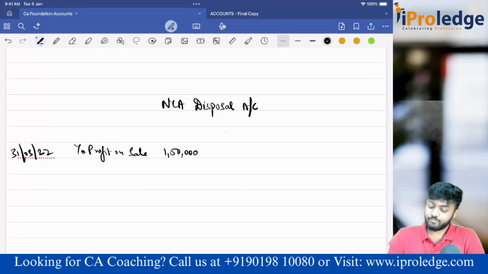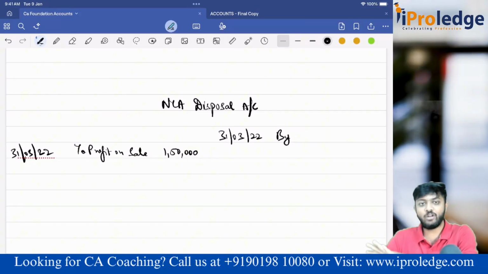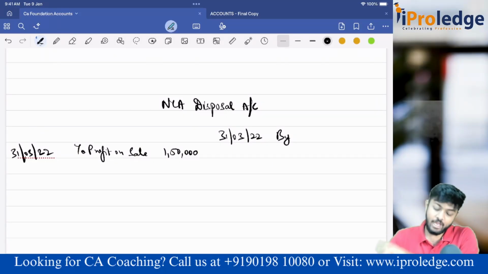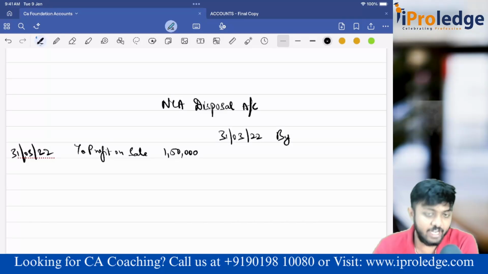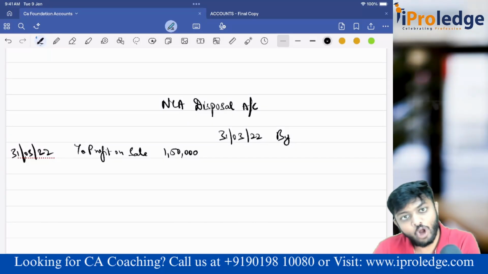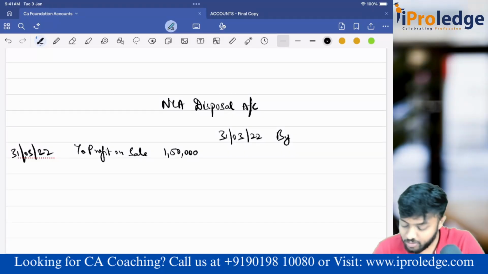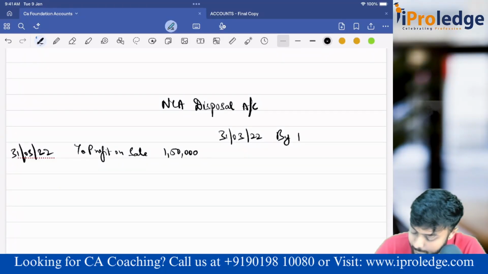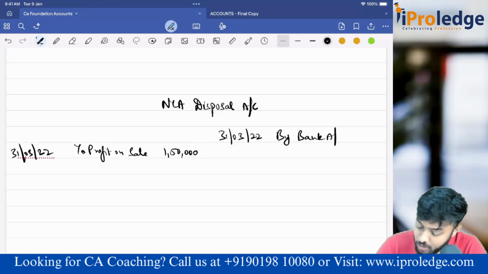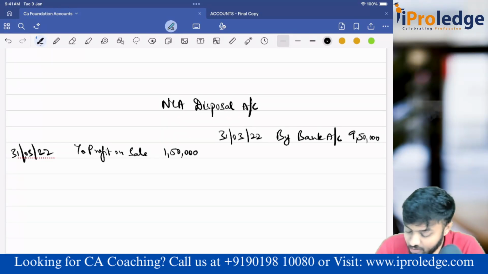31/3/22, receivable. I already told you bank receipt will always come in credit side. If you're following the machinery NCA disposal method, it will come in credit of NCA disposal. If you're following the normal method other than NCA disposal, then it will come in credit side of NCA. So by bank account, I've received money of 9 lakh 50,000 rupees that came. So this also done.